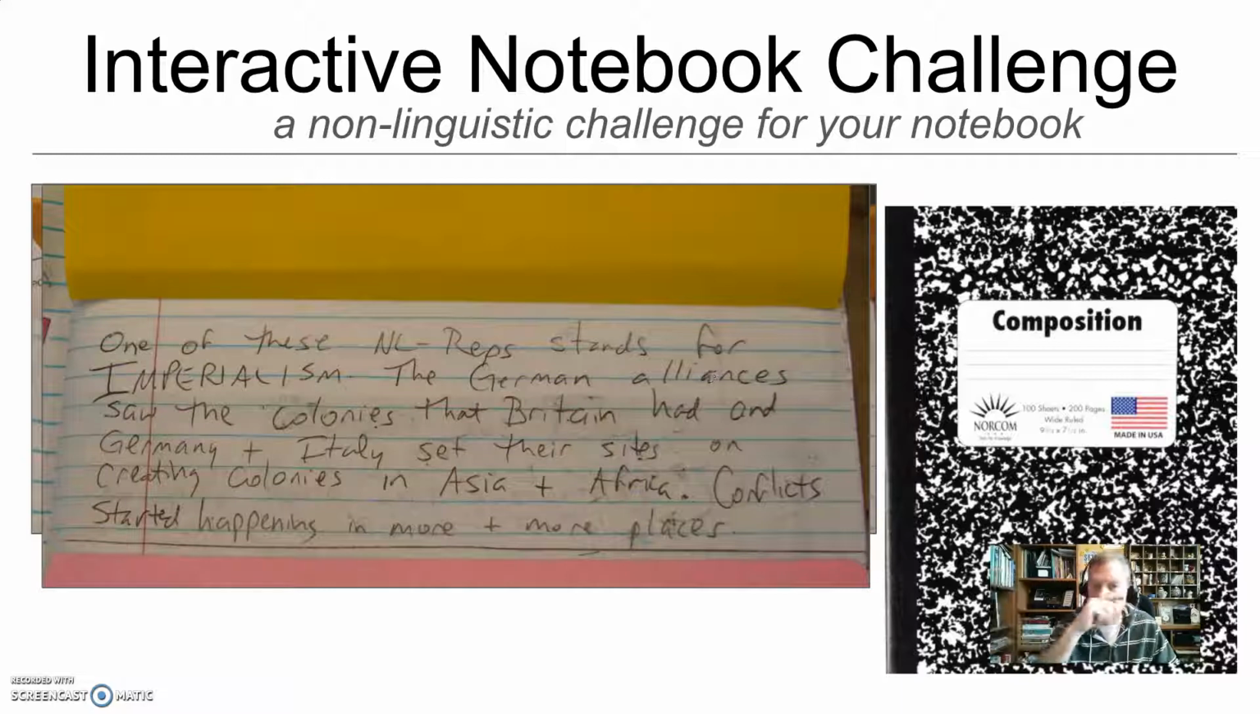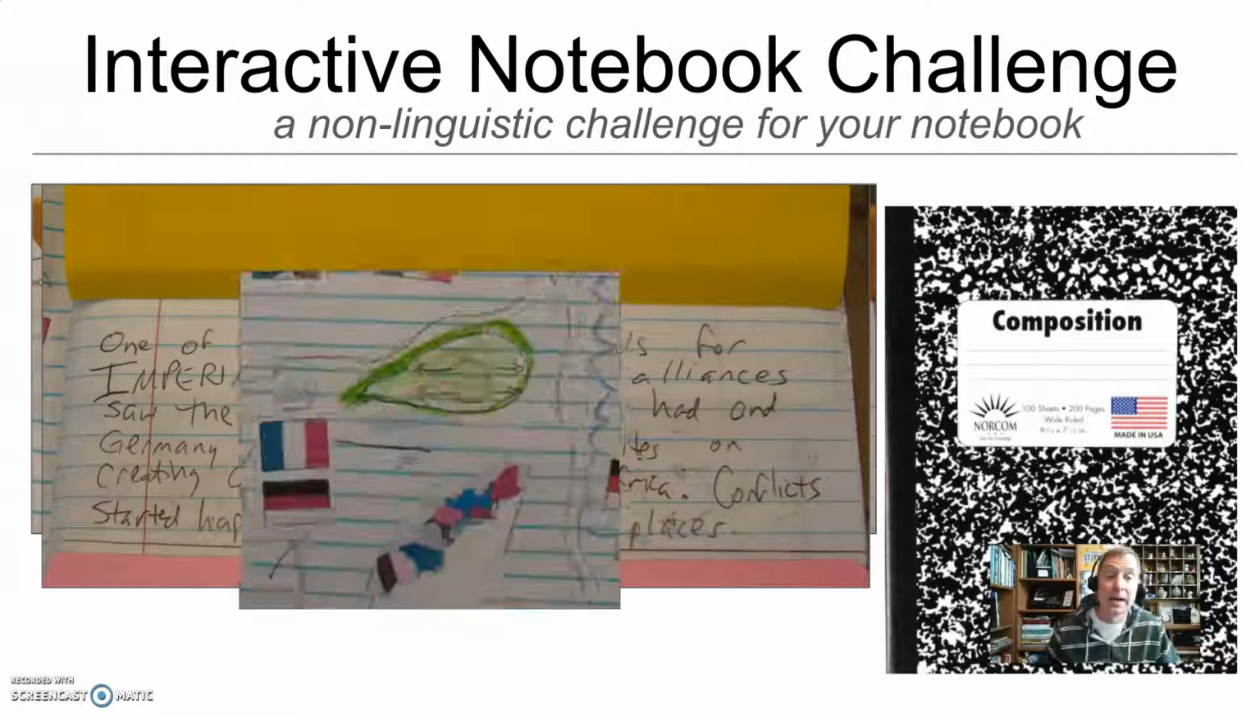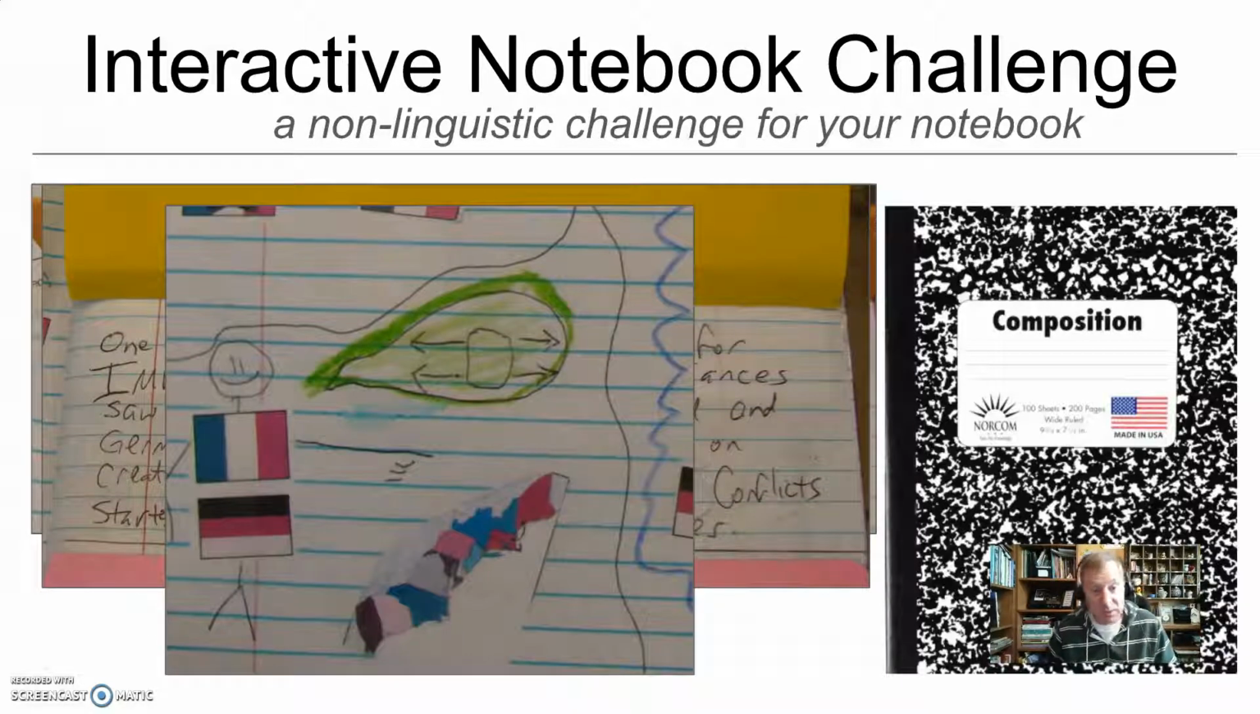I'll show you another one just to show you how the whole page kind of turned out. This one is the yellow flap. One of these reps stands for imperialism. When the Germans and the Italians saw how many colonies France and Britain had, they wanted that too. They had colony envy, and so suddenly, because they were conflicting already, these alliances, they were conflicting in larger places that were farther away. And so here's my non-linguistic representation for this one.